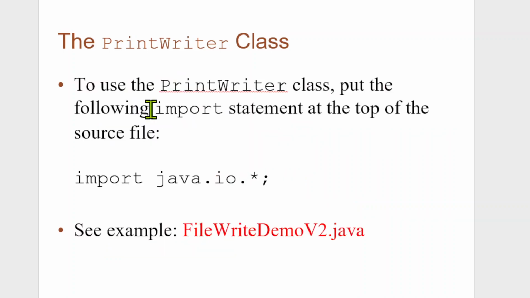Okay. To use the PrintWriter class, put the following import statement at the top: import java.io.*. IO typically in programming stands for input output, and the star means it's going to bring in all the parts of that library.